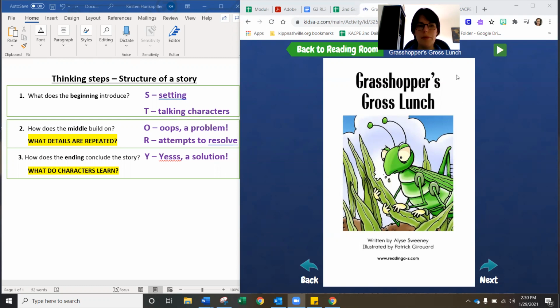I'm going to model all 3 steps with the book Grasshopper's Gross Lunch that you can also find on Kids A to Z. I'm going to pause and model each step. After that, it will be your turn with a different book.